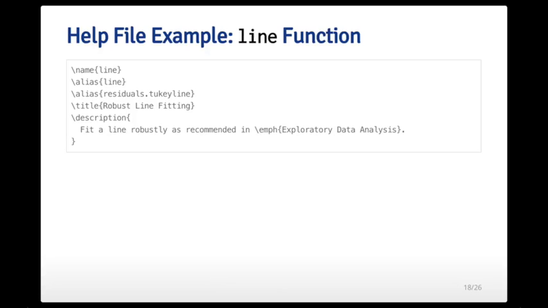You can see that there's a name for the documentation. There's an alias. This is something that will call up this documentation file, even if you do question mark line, then anything that's in the alias will call up this documentation file. So if you do question mark residuals.tukeyline, you'll also get this help file. And you can see that the title is robust line fitting, and there's a description which is a slightly longer description than just the title.